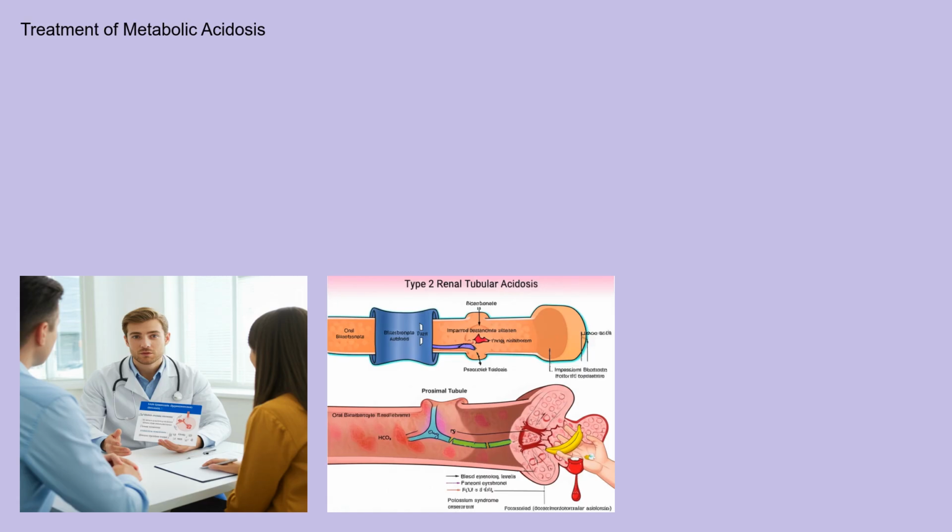The primary goal of treatment is to correct the metabolic acidosis. This is typically achieved through oral bicarbonate supplementation. The dosage is tailored to the individual patient and adjusted based on blood bicarbonate levels. In cases associated with Fanconi syndrome or other underlying conditions, specific treatments for those conditions are also necessary. Regular monitoring of electrolyte levels, kidney function, and bone health is essential. Sometimes potassium supplementation is necessary to prevent low blood potassium, which can occur with bicarbonate therapy.